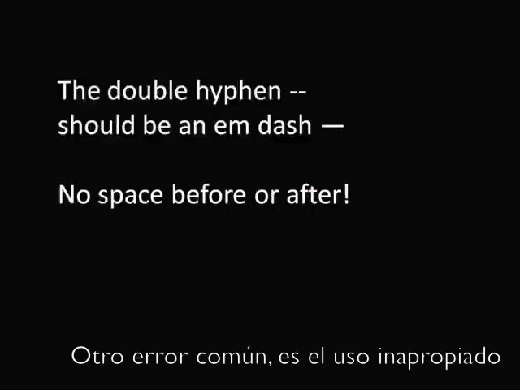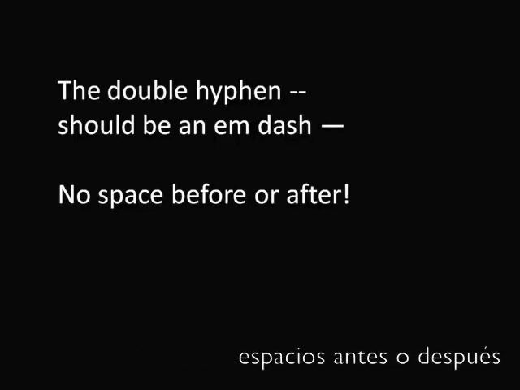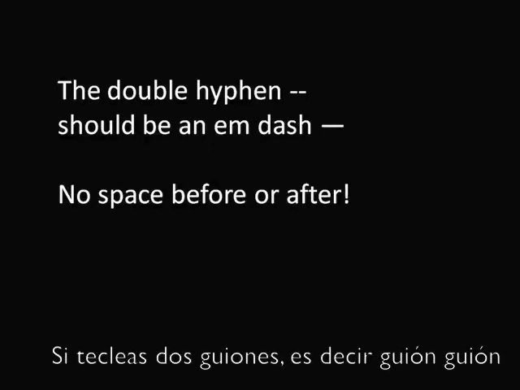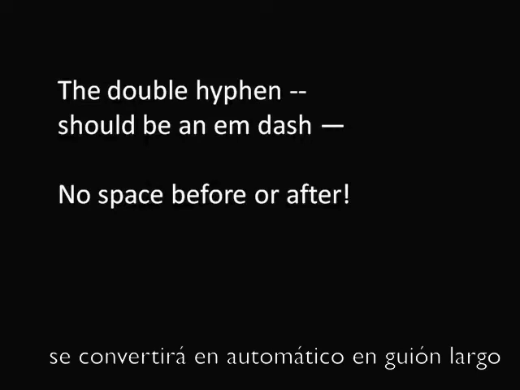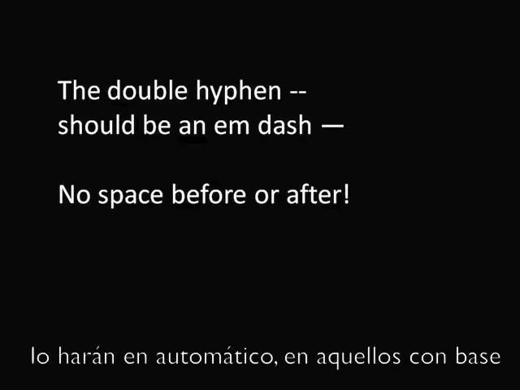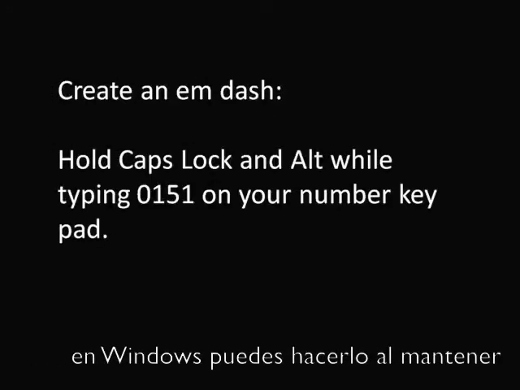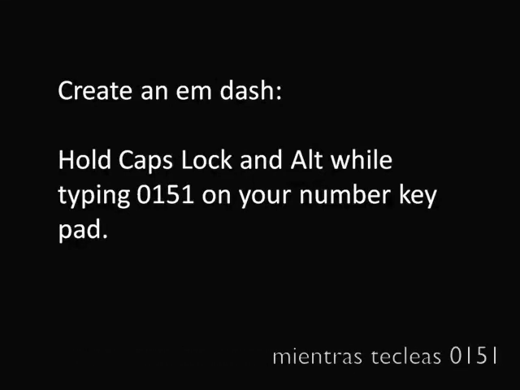Another very common error is the improper use of the em-dash. Em-dashes do not have a space before or after them. The double hyphen will convert to an em-dash if you type 2 dashes, or that is hyphen, hyphen. Most word programs will go ahead and make the em-dash for you. You can make an em-dash in Windows-based programs by pressing and holding caps lock and alt while typing 0151 on your number keypad.